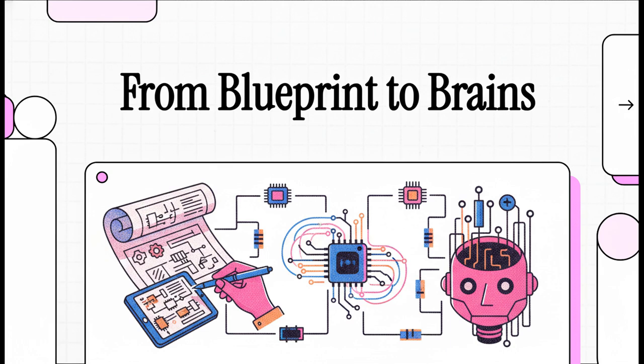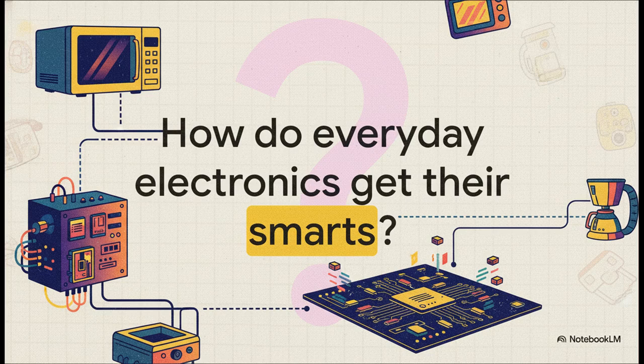Let's get into it. So really, how do all our everyday electronics get their smarts? I mean, think about it. From your coffee maker to an industrial robot, is every single one designed completely from scratch? The answer, most of the time, is a big no. Turns out, the secret for countless devices is starting with a kind of universal, reusable blueprint that you can tweak for pretty much any job.